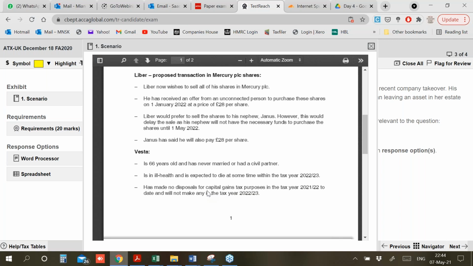Now, Vesta is 66 years old, has never married or had a civil partner, is in ill health and is expected to die at some time within the tax year 22-23. It means within 2 years, because we are standing in the tax year 21-22. She has made no disposals for capital gains tax purposes in the tax year to date and will not make any in the tax year 22-23. Okay, that's fine.